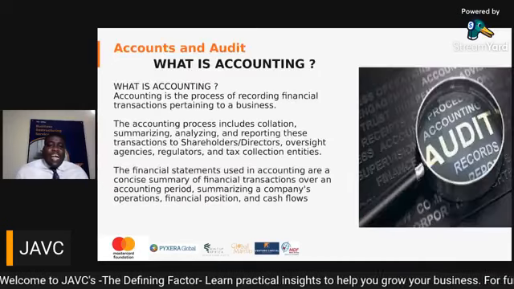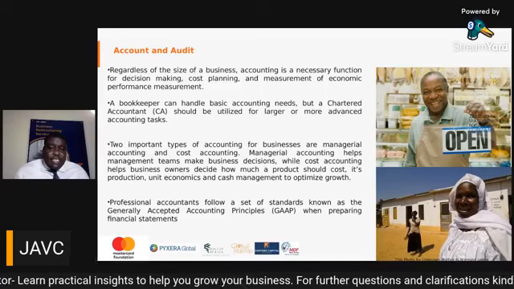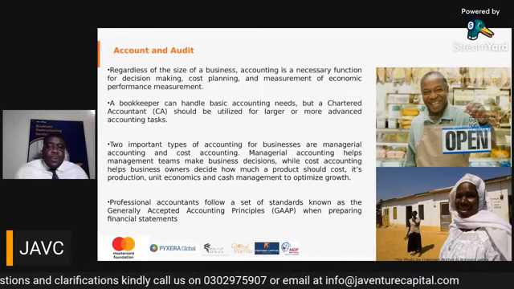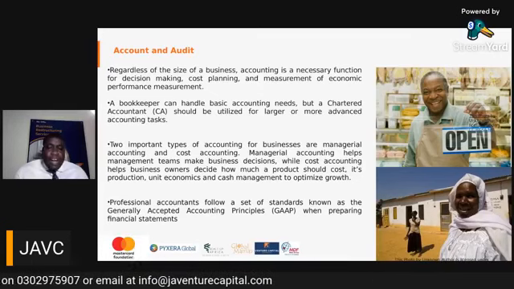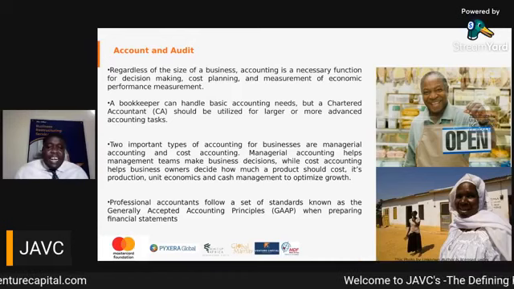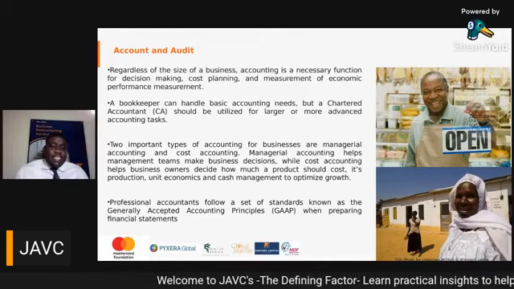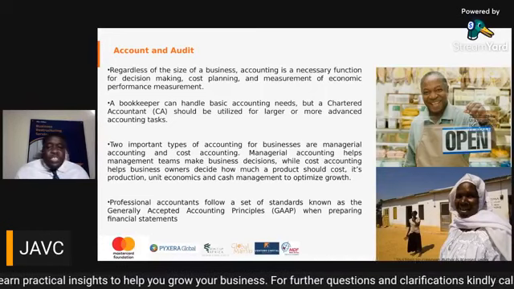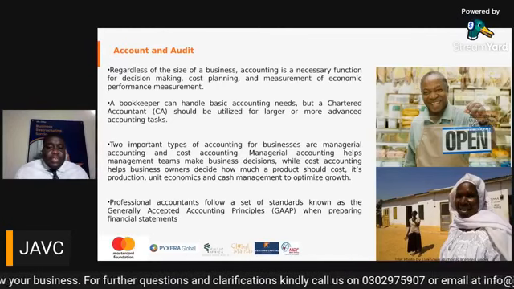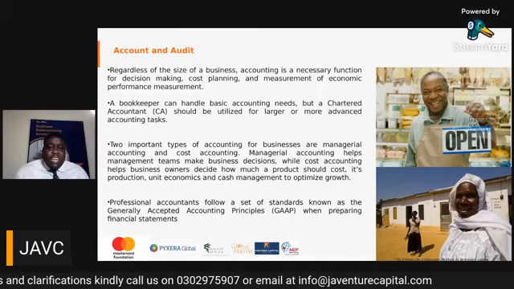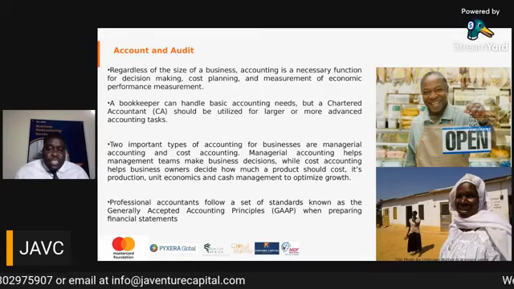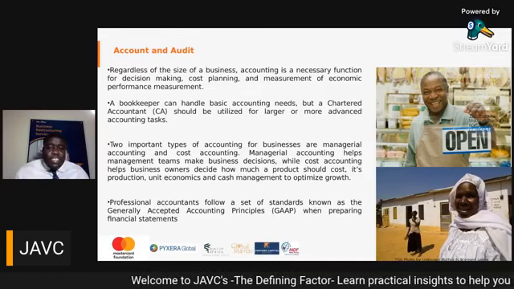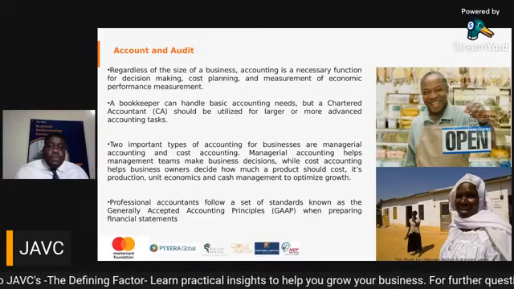So, I want to say, regardless of the size of a business, accounting is a necessary function for decision making, cost planning, and measurement of economic performance. A bookkeeper can handle basic accounting needs, but a chartered accountant should be utilized for larger or more advanced accounting tasks. Two important types of accounting for businesses are managerial accounting and cost accounting. Managerial accounting helps management teams make business decisions, while cost accounting helps business owners decide how much a product should cost, per production unit economics, and cash management to optimize growth. Professional accountants follow a set of standards known as the generally accepted accounting principles when preparing financial statements.